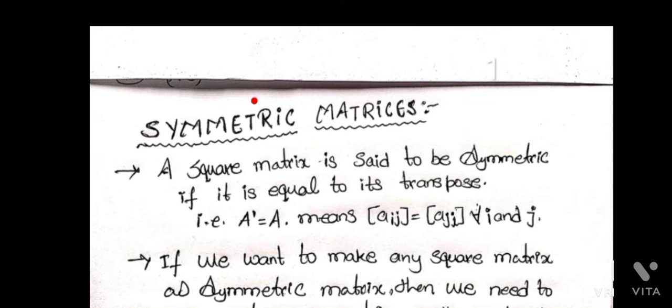Meaning a given matrix should be equal to its transpose. Then it is said to be a symmetric matrix. It means that A dash is equal to A. As I told you in my previous video, A dash is the denotation of the transpose of a matrix. So A dash should be equal to A, meaning Aij of a matrix should be equal to Aji of that matrix for all i and j. Then it is called a symmetric matrix.